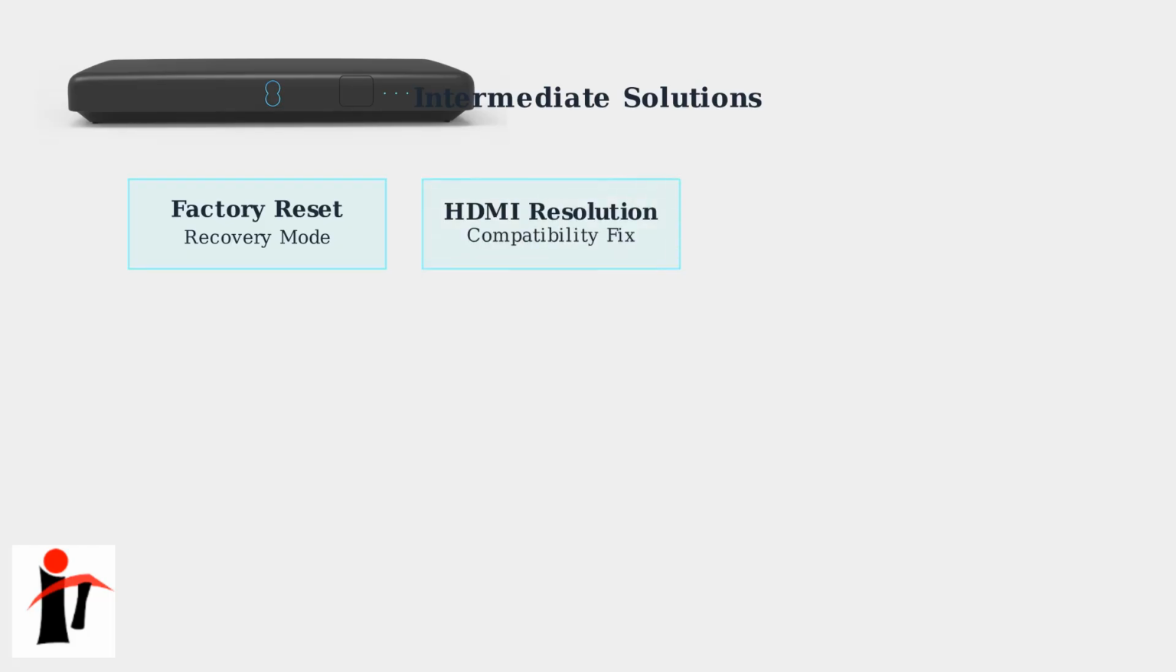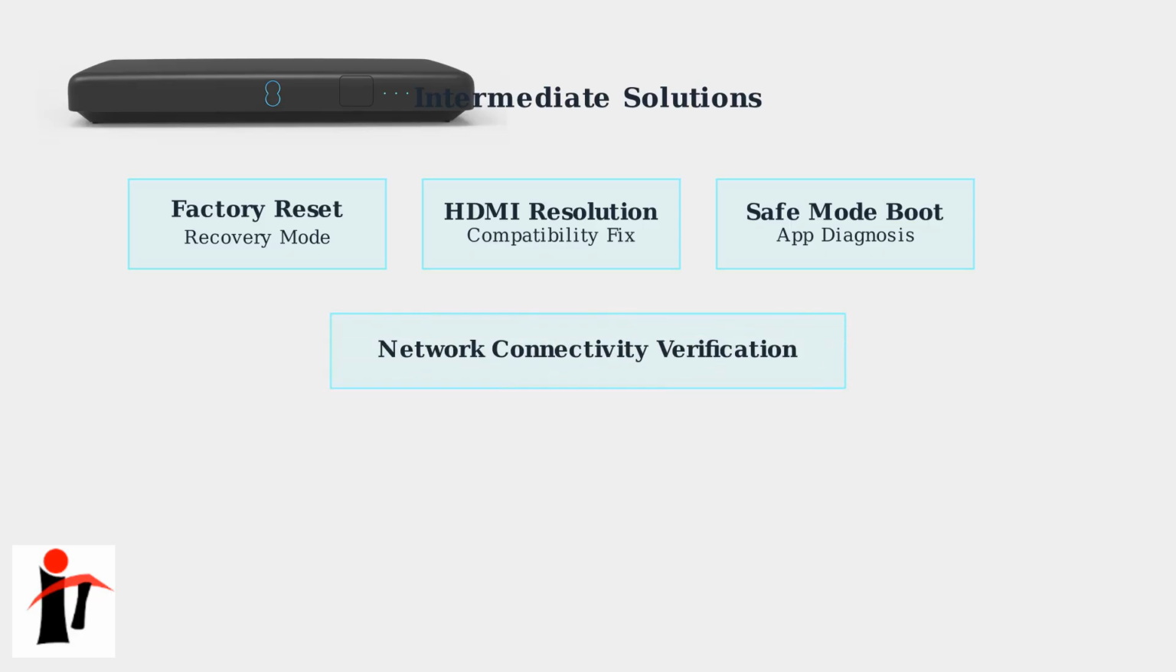Second, adjusting HDMI resolution settings can resolve compatibility issues between your TV Box Pro and display device, especially with newer 4K televisions. Third, booting in safe mode helps identify if a third-party app is causing system conflicts that result in black screen issues. Finally, verify your network connectivity, as some black screen issues can arise from network errors that prevent proper content streaming and system updates.